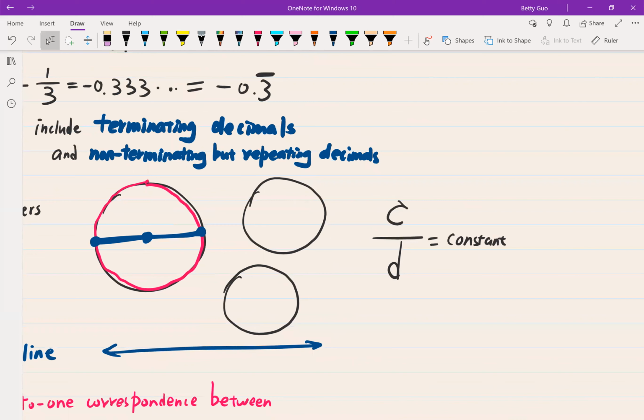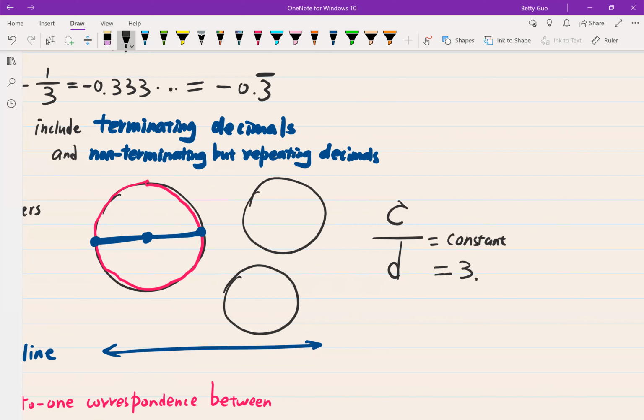So our ancestors found this fact. Bigger circle or smaller circle, no matter the size of the circle, the quotient of the circumference and the diameter is a constant. And that constant is not rational. It is not a fraction. It cannot be written as a quotient of two integers. It's not a terminating decimal. It's not a non-terminating but repeating decimal. It is a non-terminating, non-repeating decimal.